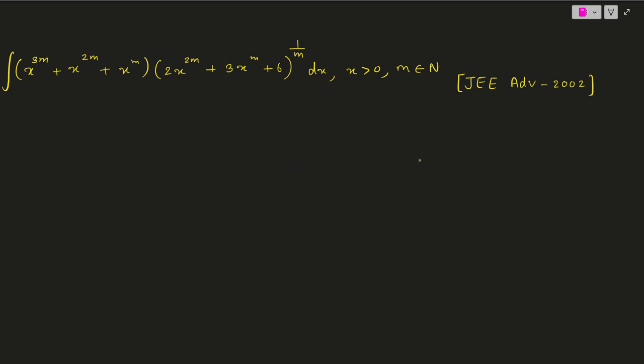Okay, so the current question is from JEE Advanced 2022. It is based on a particular format, and the format is the integral of (a minus x) and (ax) dx, with (ax) raised to power n. So how do we do this question?